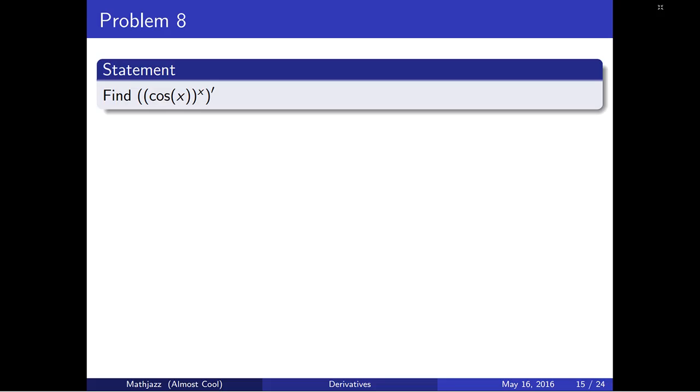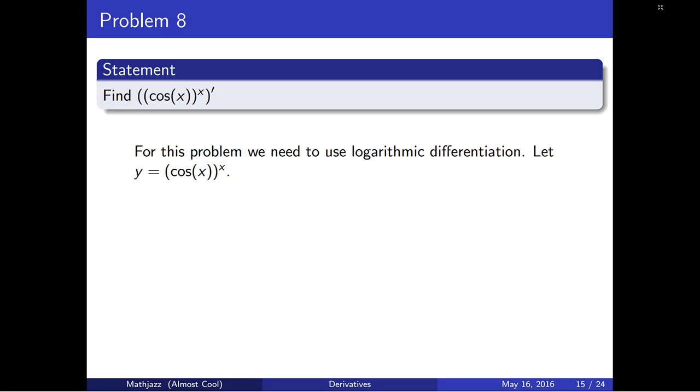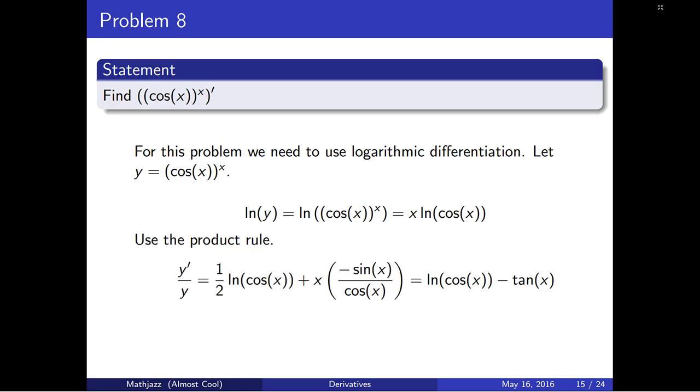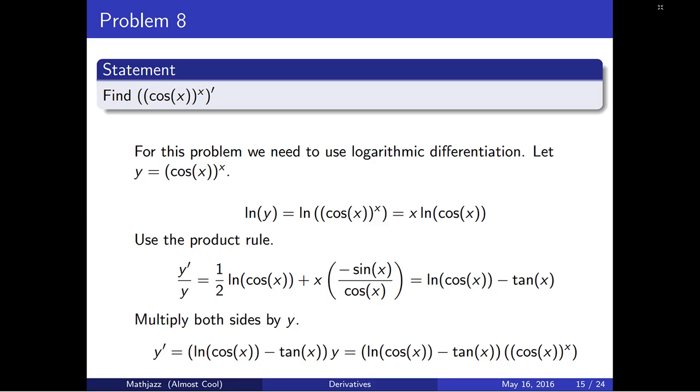We're going to do it again with problem 8, where now we have cosine of x to the x power, and we're taking its derivative. So, same thing. We let y equal cosine of x to the x. We take the natural log of both sides and simplify. We use the product rule to take the derivative on the right side, and of course the derivative of ln y is y prime over y on the left side. So, once we have that, we multiply both sides by y, getting y prime equals the quantity natural log of cosine of x minus tangent of x times cosine of x to the x power.